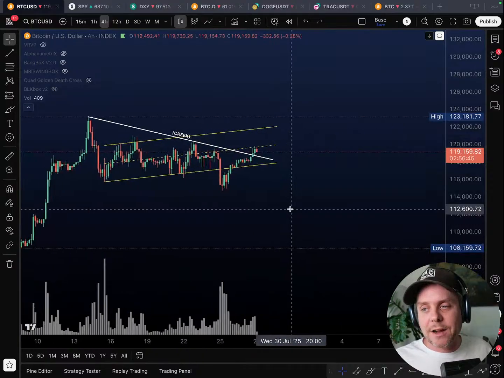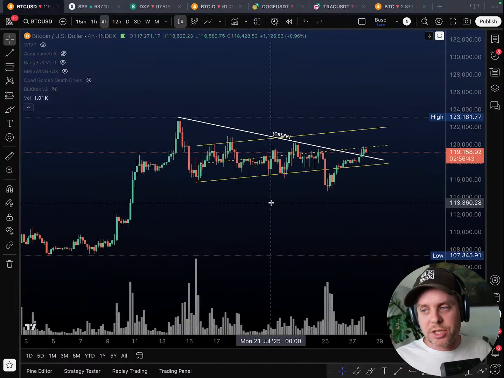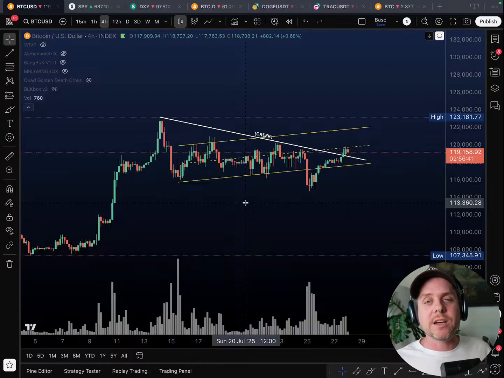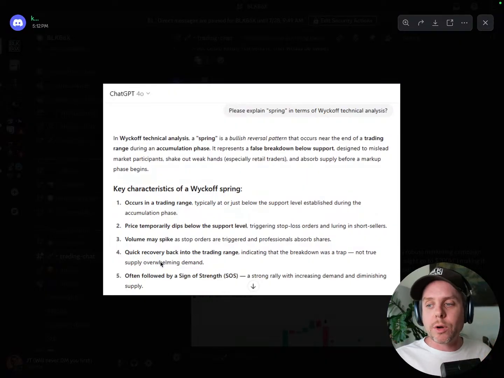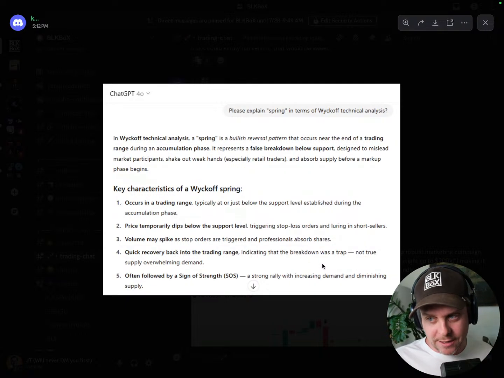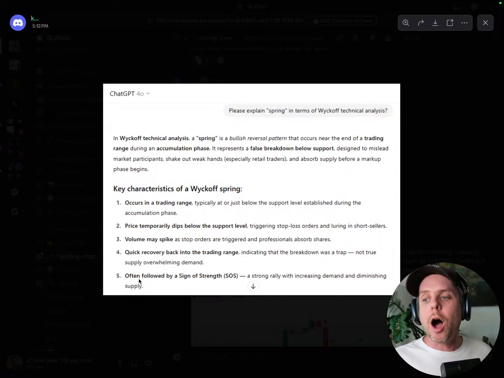We have not had a high volume event during this consolidation. This was our first high volume event of this consolidation, and it's a positive sign. Now, the next thing that we need to see is a quick recovery back into the range, indicating that the breakdown was a trap, not a true supply overwhelming demand. That's exactly what we're seeing, often followed by a sign of strength, SOS move.